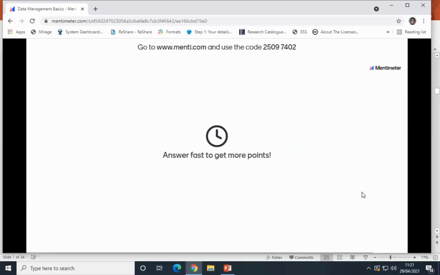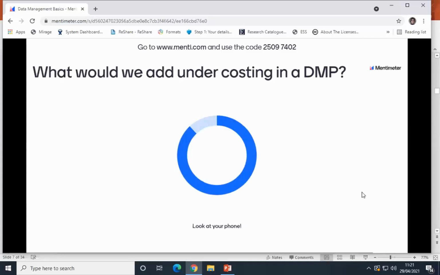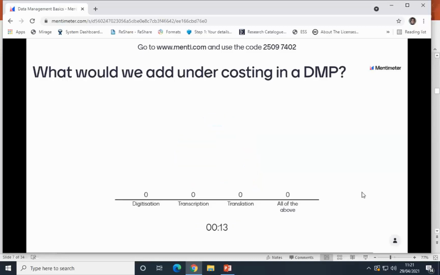Okay, let's move on. I think we only have 2 more questions left. Okay, what will we add under costing in a data management plan? Digitization, transcription, translation, or all of the above? So do we need to account for costs that we might need to take into account when we come to digitize the data, transcribing the data, translating the data, if that applies, or all of the above? And yes, that is the most common and correct answer. It's all of the above.